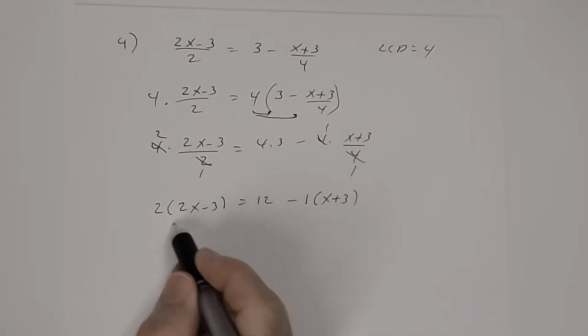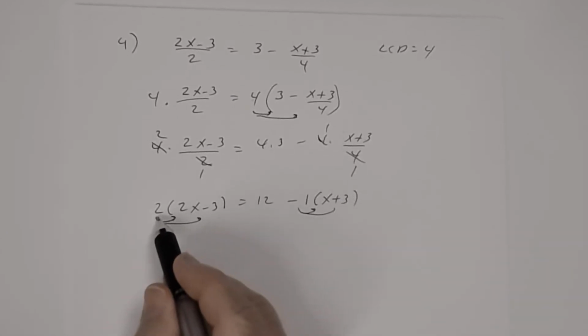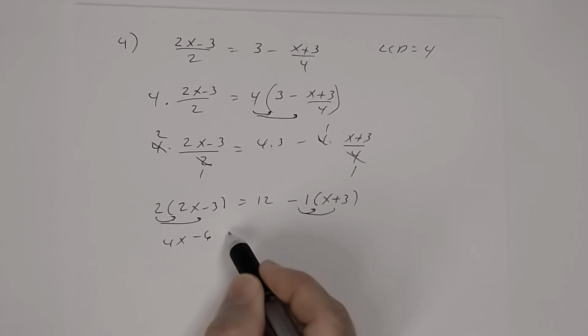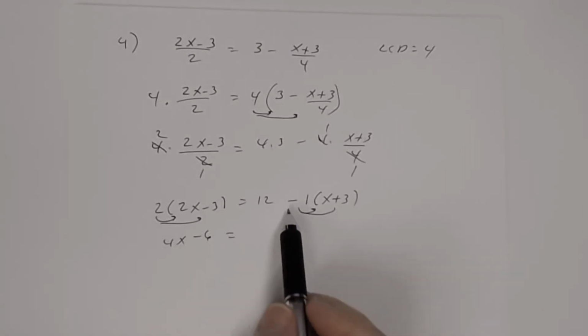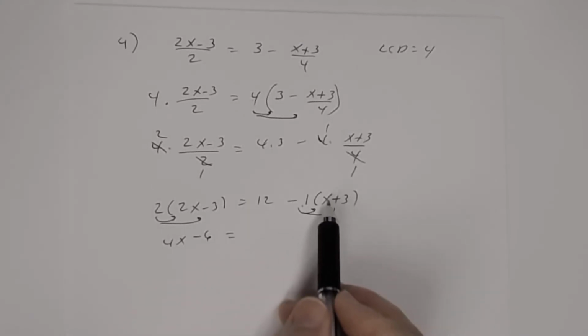Now let's get rid of the parentheses, so use the distributive property, okay? And so I get 2 times 2x is 4x, and then 2 times the negative 3 is a negative 6, equal. Now be careful. Another error that somebody's going to make is you're going to say 12 minus 1 is 11, and then distribute 11.